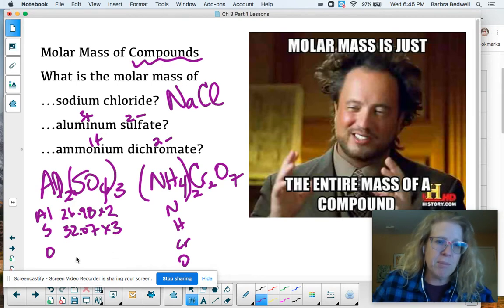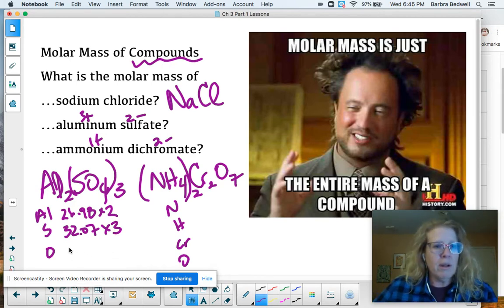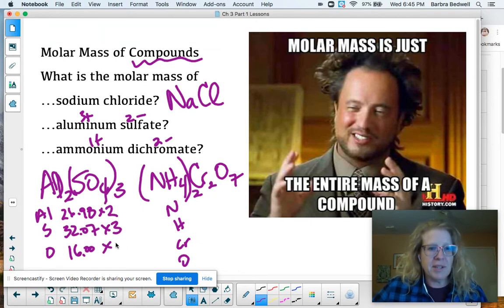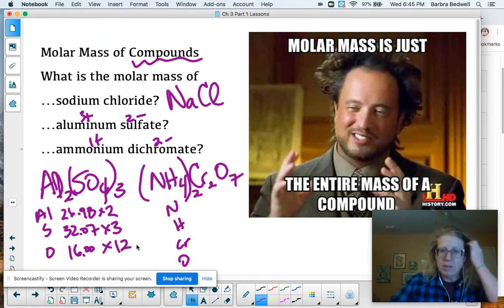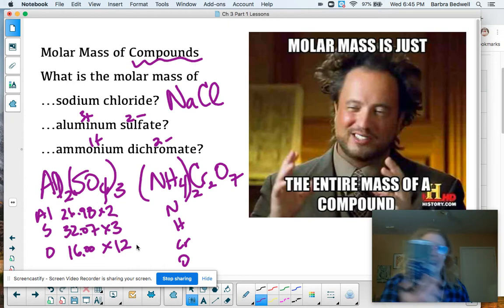Oxygen is 15.997, or to 2 decimal places, 16.00, times, now again, we've got a 3 outside here and a 4 inside. That gives us a total of 12. So now when we do this, we can add them all up together. And you can actually just enter it in your calculator like that.